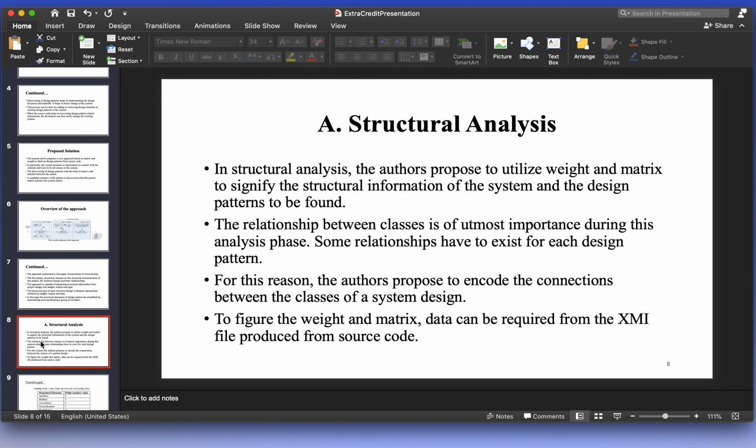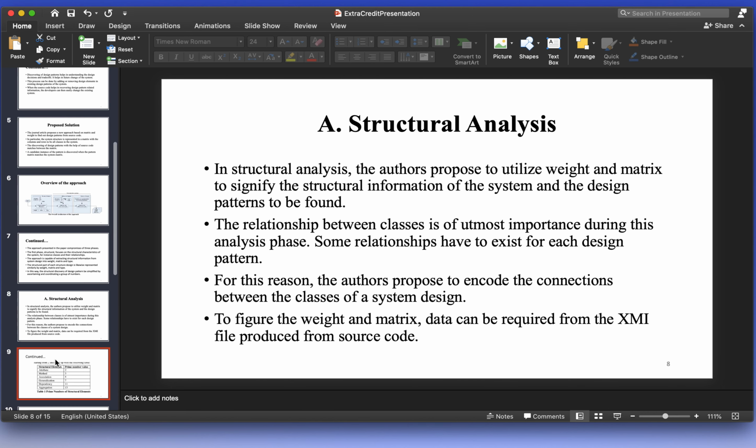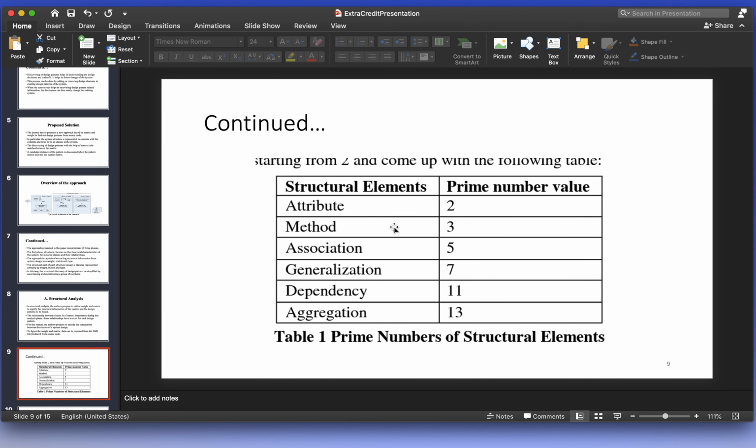To figure the weight and metrics, we can locate all fundamental data from the XMI file produced from source code with the exception of the dependency and aggregation relationships. The pattern instances found from this phase analysis contain false positives that are excluded in the later analysis stages. This table shows the prime number of structural elements.